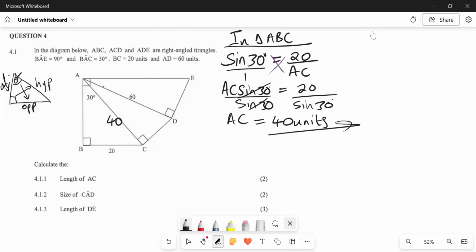Now they are saying 4.1.2, calculate the size of CAD. Before you even calculate the size of CAD, you have to be able to read this. CAD, meaning they are looking for the angle of A because the cap is on top of A. But on which triangle? Triangle CAD. This one. CAD.